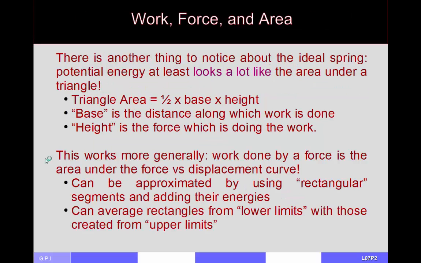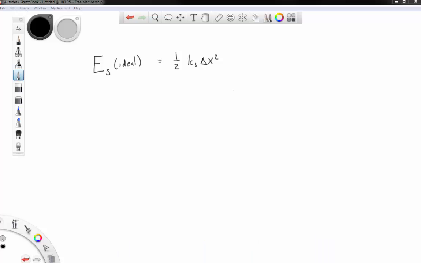Okay, in both of these cases, there's something that we should notice, and in particular, it should be easier to notice when looking at a spring, and that's that the potential energy for the ideal spring, at least, looks suspiciously like the area under a triangle might look. What do I mean by that? Well, here was the energy equation for the ideal spring.